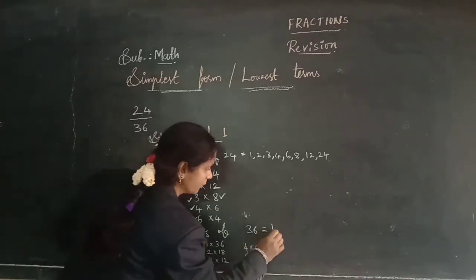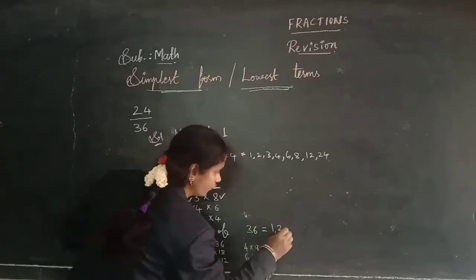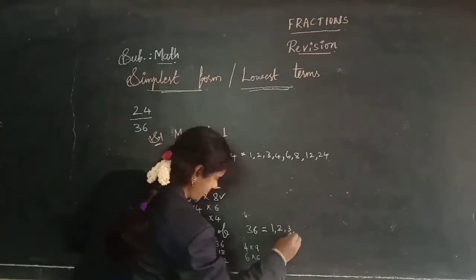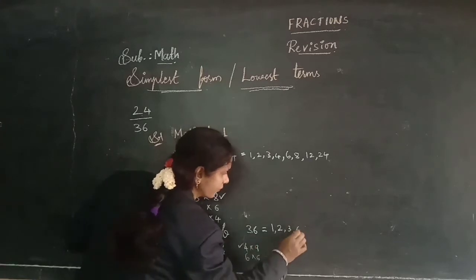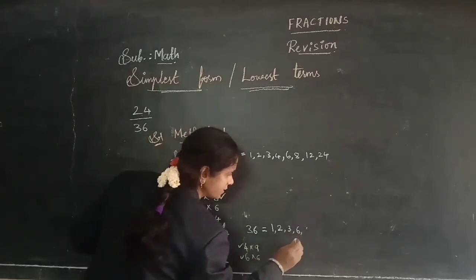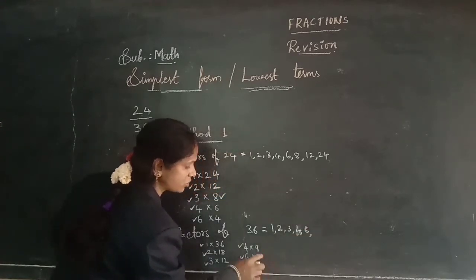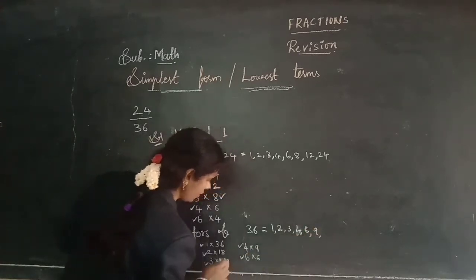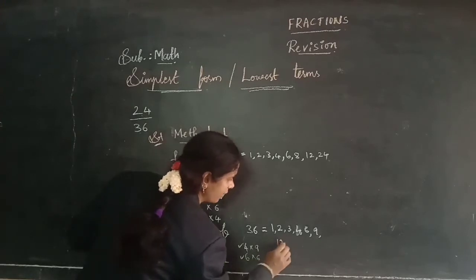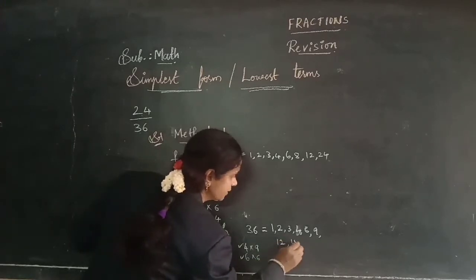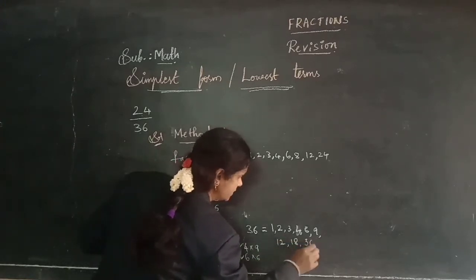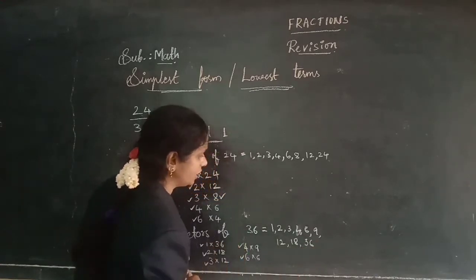Here 1, next 2, next 3, next 4, next 6. Since 6 sixes is repeated now, we leave it. Next 9, next 12, next 18 and 36. These are the factors of 36.